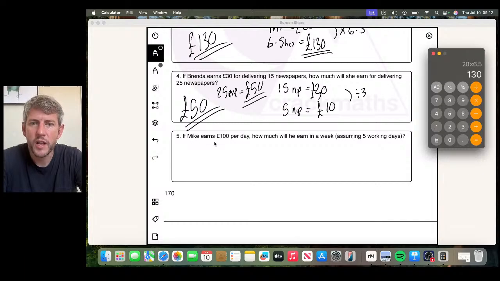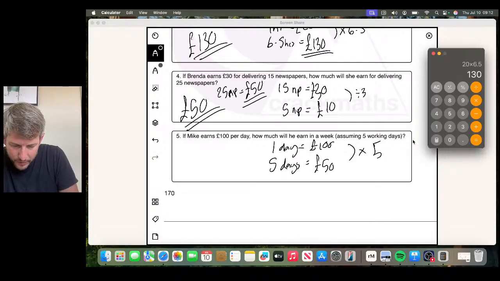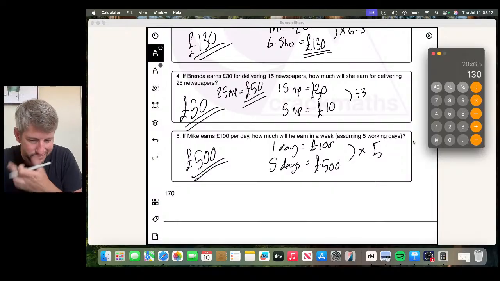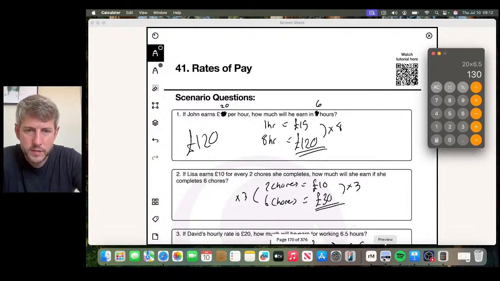Right, question 5. If Mike earns £100 a day, how much will he earn in a week, assuming 5 working days? So 1 day equals 100. 5 days is 5 times that. So that will be £500. He'll earn £500 in his week. Then let's get that marked.